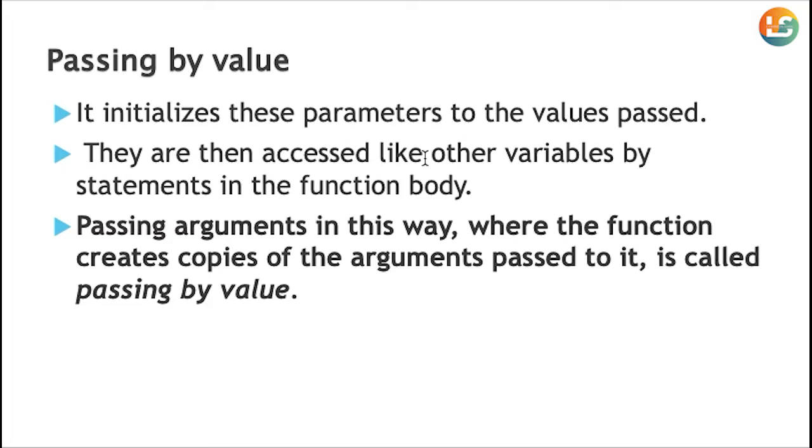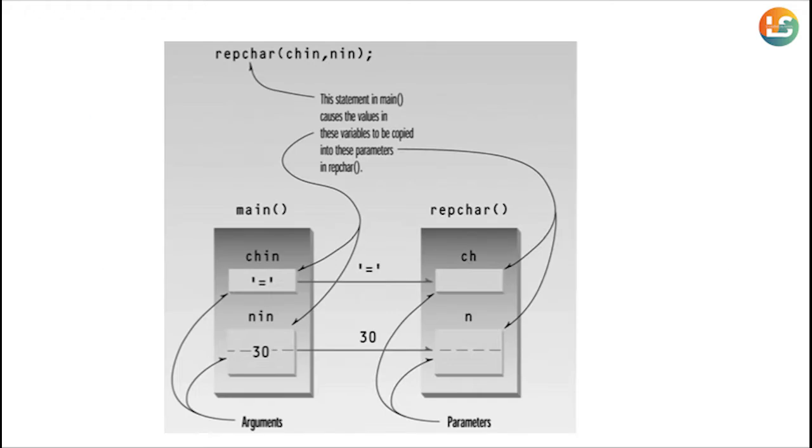For example, in the main function you have a variable ch in and a variable n in, the character in and the number in. You have some values in it, for example the equal sign and the number 30. If you are going to send these values by value, in the calling you just have to write the names of these variables. By writing only the names, what is the difference? The copy of these values will be sent to the function.